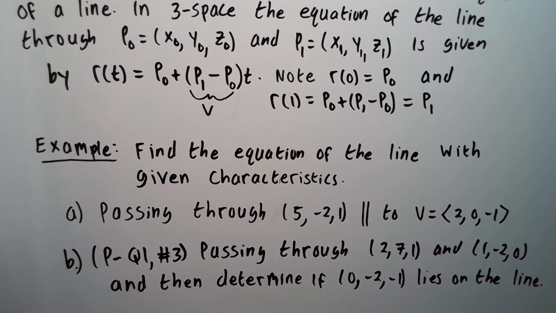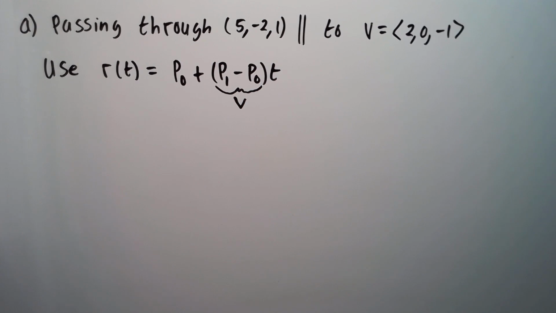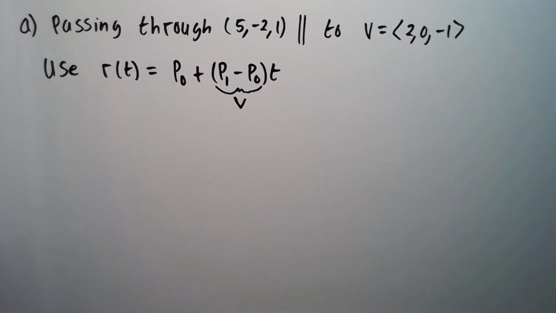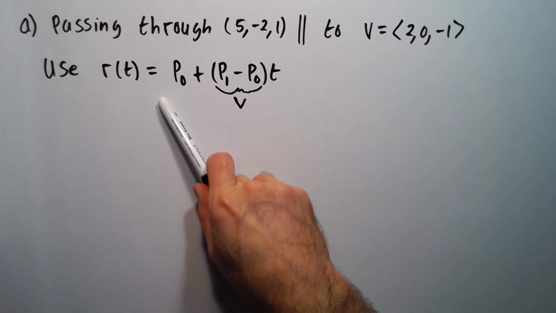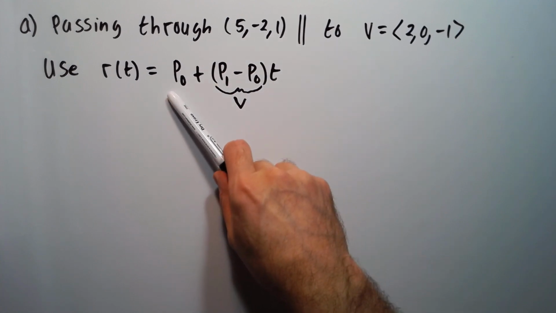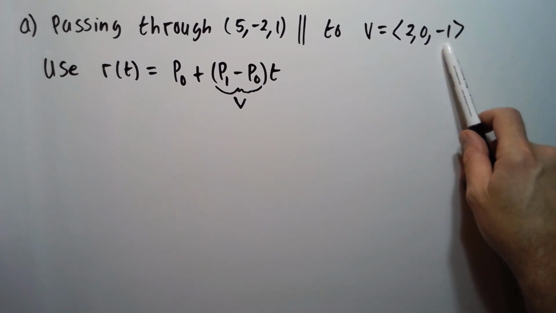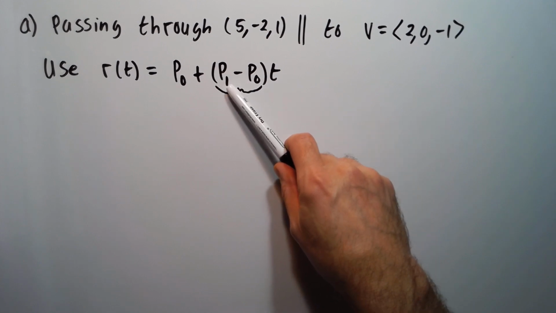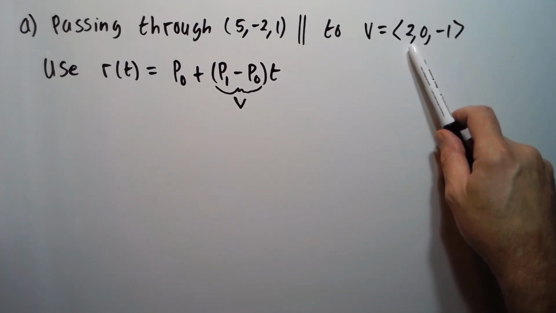Okay, so let's do A first here. So let's look at part A. It's passing through (5, -2, 1), parallel to this vector here. So here's our equation of the line that we'll be using. The (5, -2, 1) is the P0, and the v, our vector, is basically our P1 minus P0. We don't know what P1 is, but it doesn't matter. The v is kind of like the slope, if you want, of the line. It's the analog of the slope in 2 dimensions.